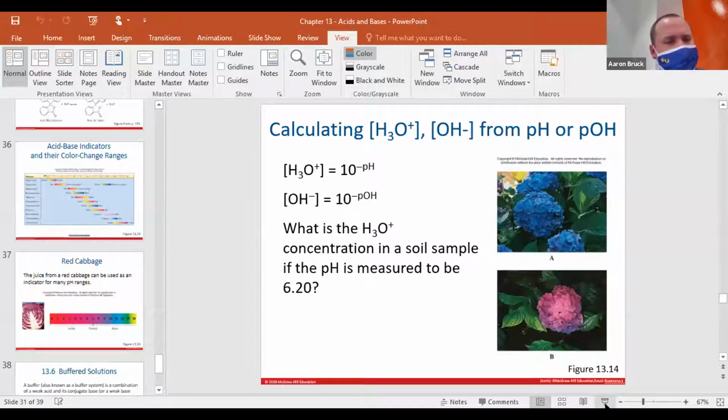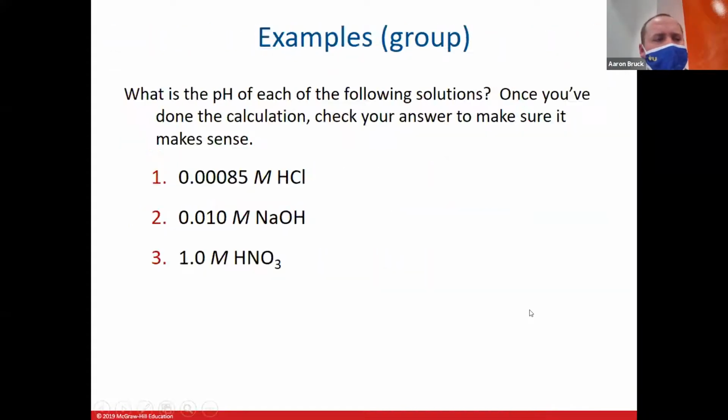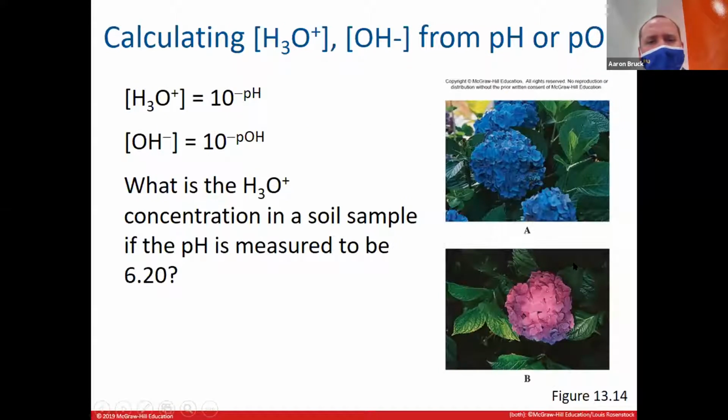We are going to need to talk about just a couple of lasting concepts that are either implied or that are derivatives of some of the calculations that we have done already. So one of those things: we've talked about how to determine pH and pOH from hydrogen and hydroxide concentration. What if we had to go the other way?